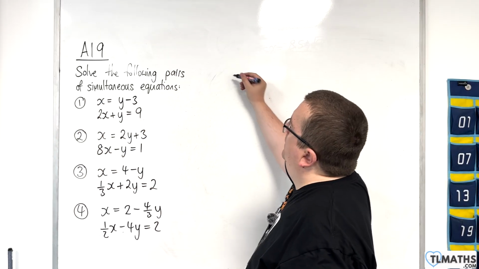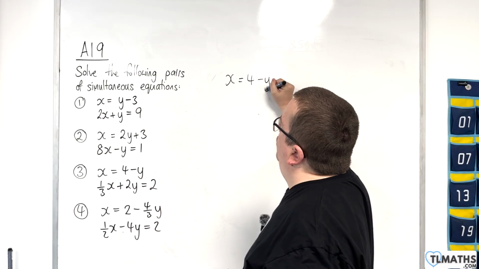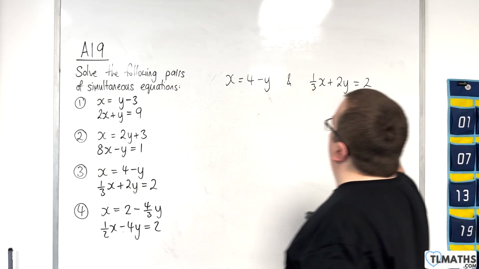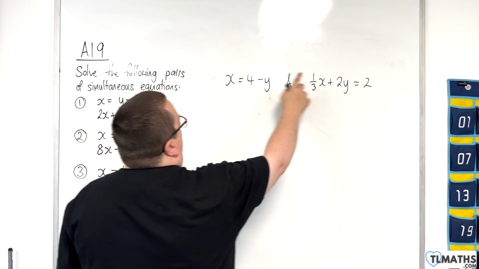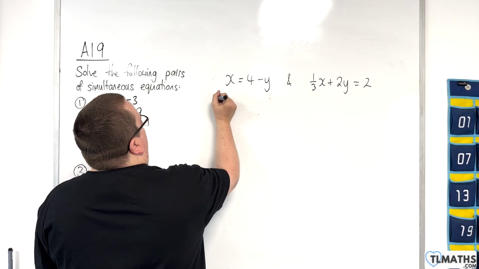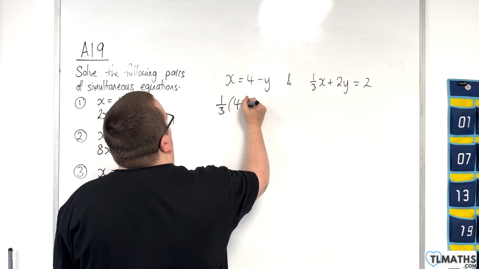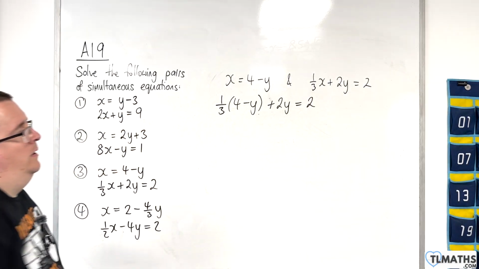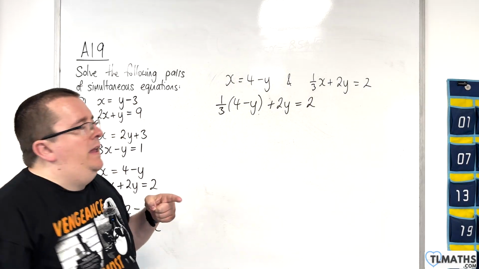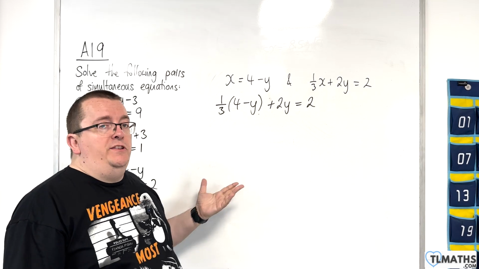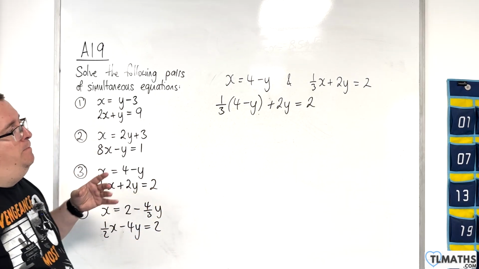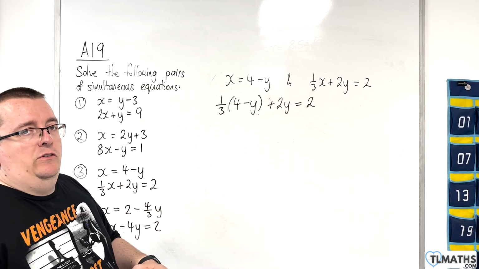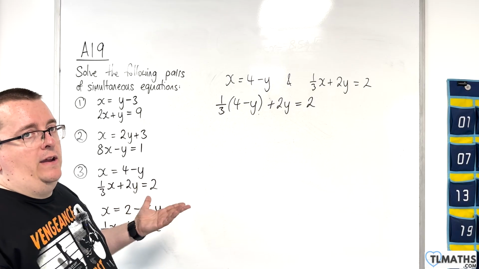So number 3, we have x is equal to 4 take away y, and 1/3 x plus 2y is equal to 2. So we'll substitute this one into there. So we're going to get 1/3 of x, which is 4 take away y, plus 2y is equal to 2. Now, the choice here is to expand the brackets first, which we've been doing in the other examples, and then multiply through by 3 to get rid of the fraction. Or we can multiply through by 3 now, and then we don't have to worry about expanding the brackets.